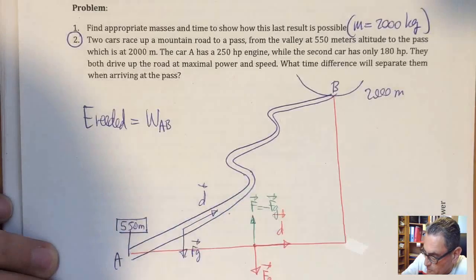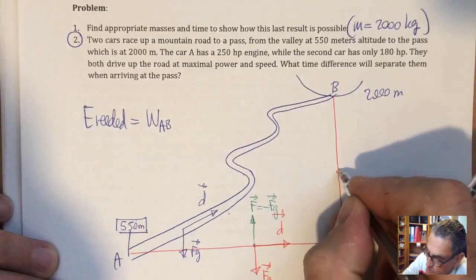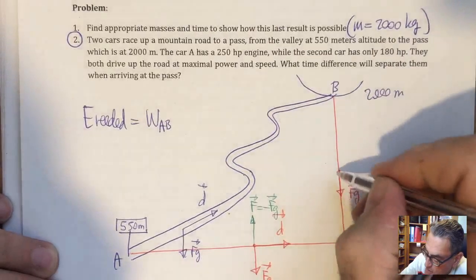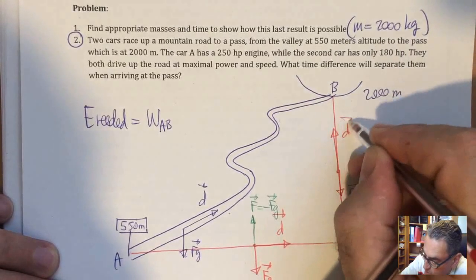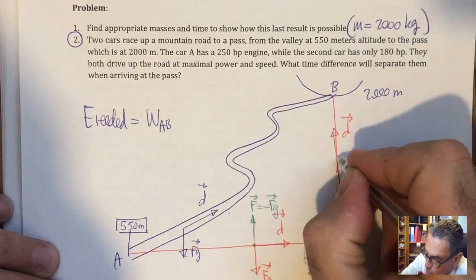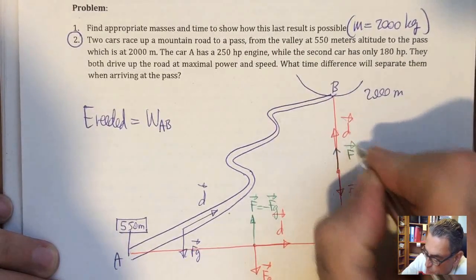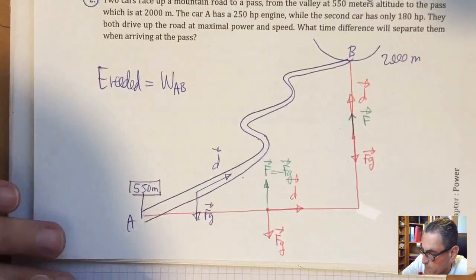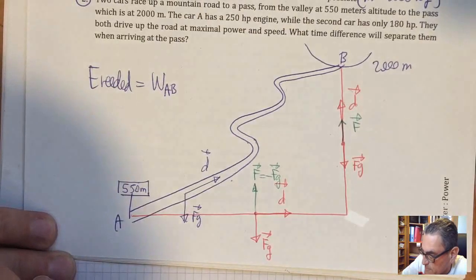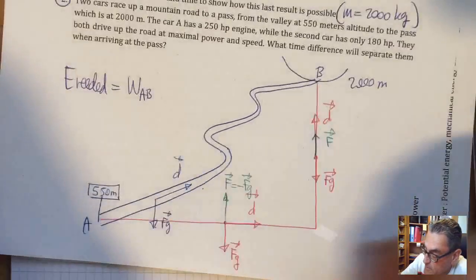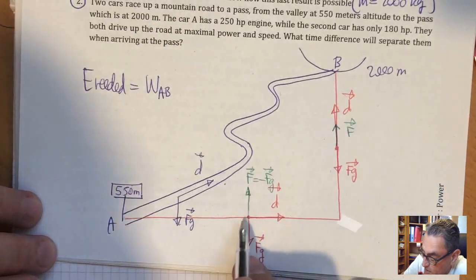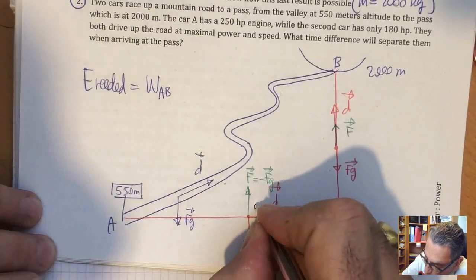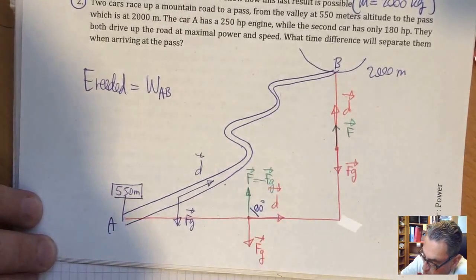Good. Now on the vertical section, the gravitational force is pointing down, the displacement vector is pointing up, okay, and the force we need to exert is pointing up. What is the big difference you see between these two situations? Direction. Yeah, direction. The angle between the force and the displacement, right? Here we have an angle of 90 degrees, right?